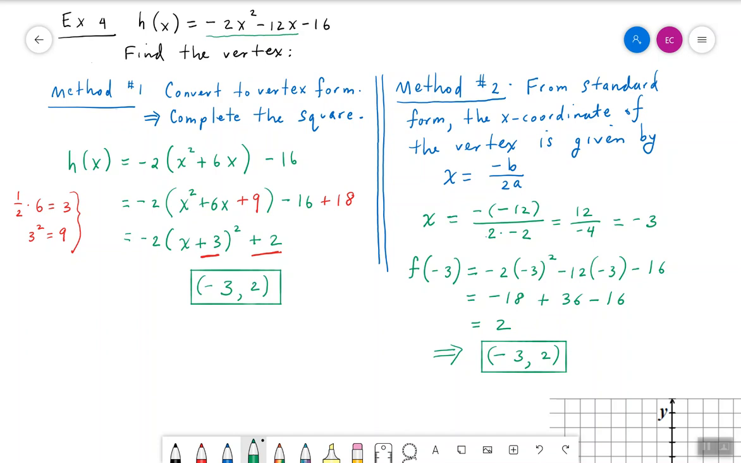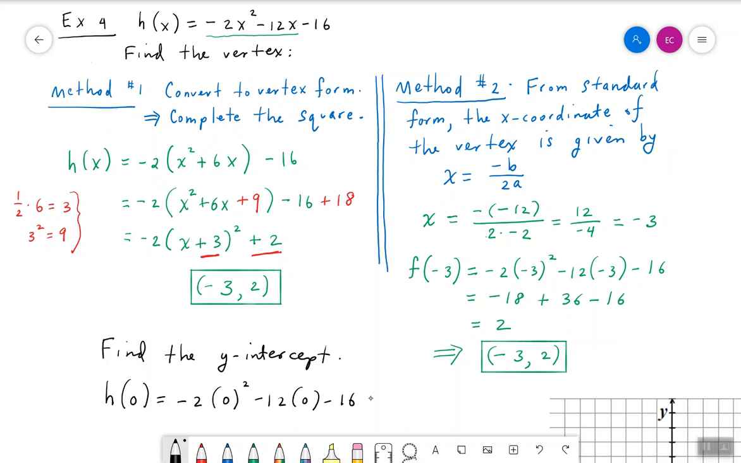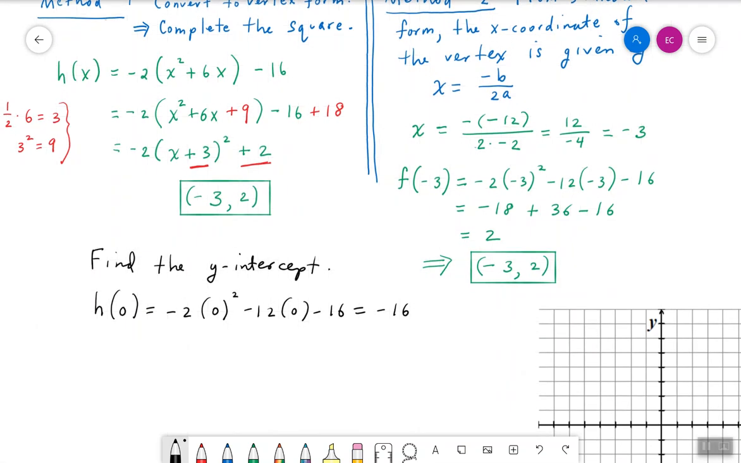Since we have the vertex, we can go ahead and find the intercepts. To find the y-intercept, we'll plug into x. We'll replace x with 0. We'll have h of 0 is negative 2 times 0 squared minus 12 times 0 minus 16. We can see that's just negative 16. So 0, negative 16.